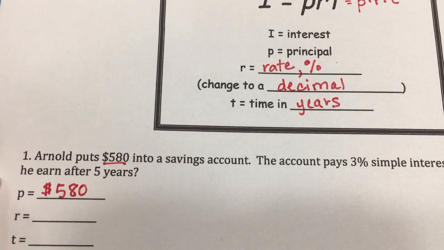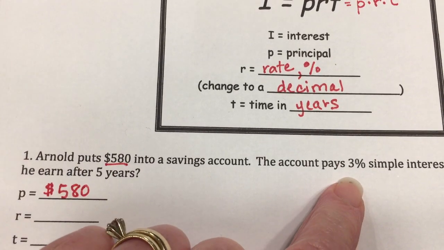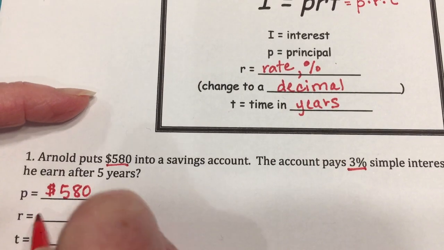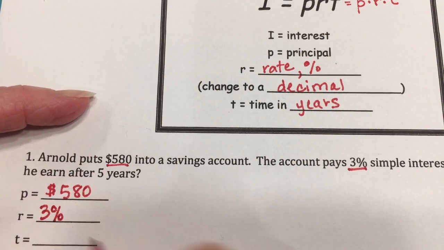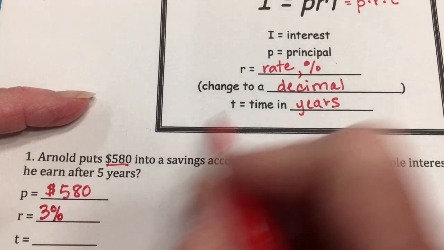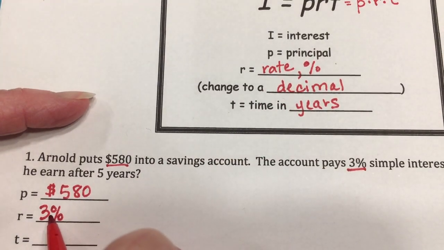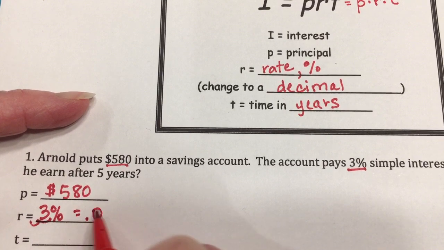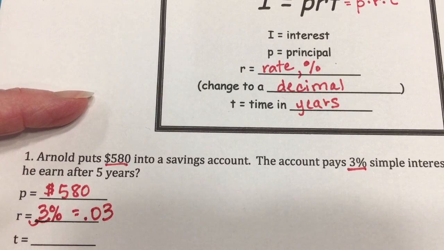We also need to know his rate. So that would be this percent right here. 3% is the interest rate. It's expressed as a percent, but to use it in the formula, I need to change it to a decimal. So remember to change a percent to a decimal, move the decimal over 2 places. I'm going to end up adding a 0 to make that 0.03.